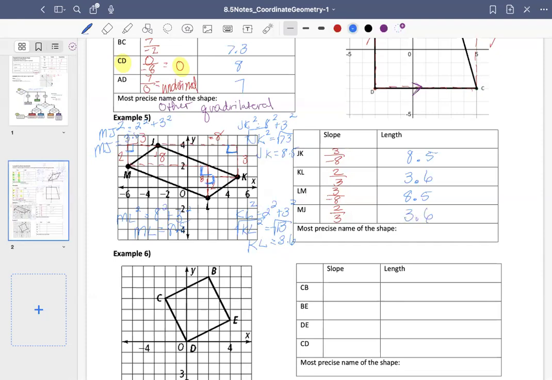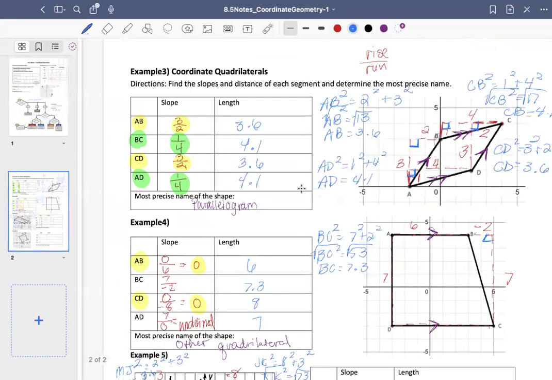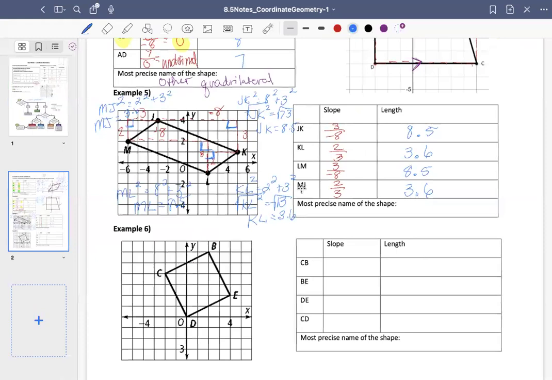Okay, let's go ahead and look at our tree. First thing we want is to figure out how many pairs of parallel lines we have. So we're looking at what slopes are the same. So I see a -3/8, a -3/8, referring to KL and LM. Go ahead and mark them parallel. So we have JK is parallel to LM. All right, so we have one pair of opposite parallel sides.